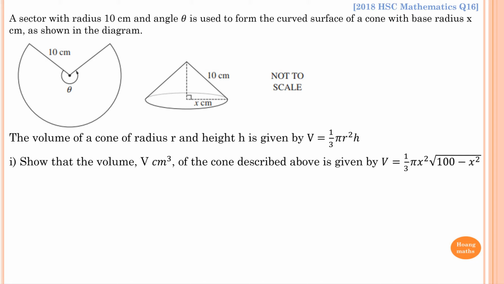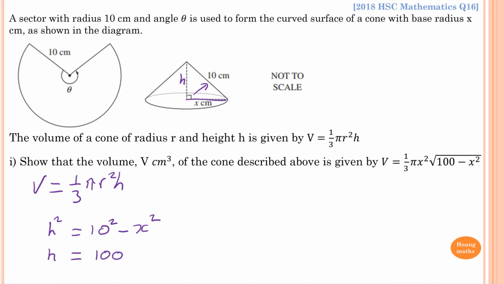First of all, we know that V is equal to 1/3 pi r squared h. This is h, so we know that h is perpendicular with the radius, and this is the hypotenuse, which is along the side. So we know that h squared is equal to 10 squared, using Pythagoras theorem, minus x squared. So h is equal to the square root of 100 minus x squared.